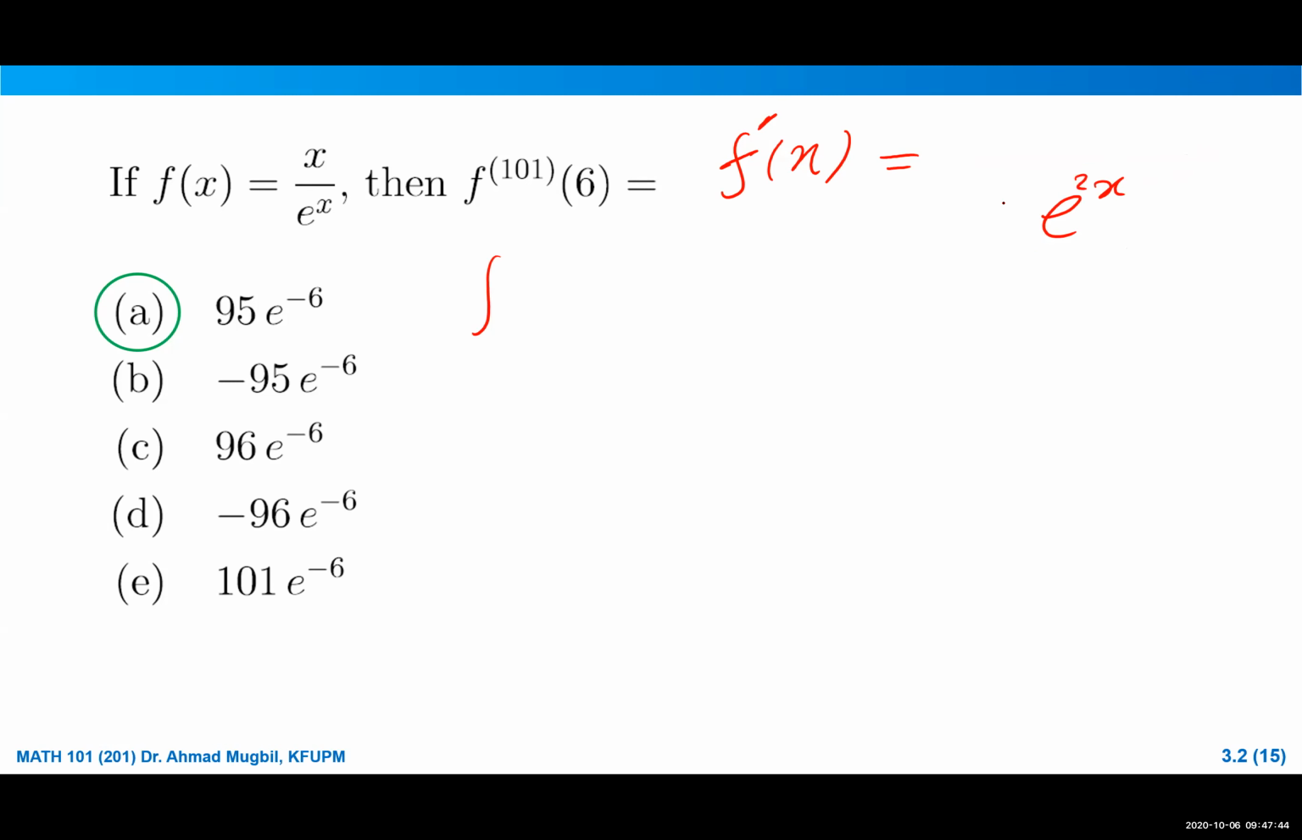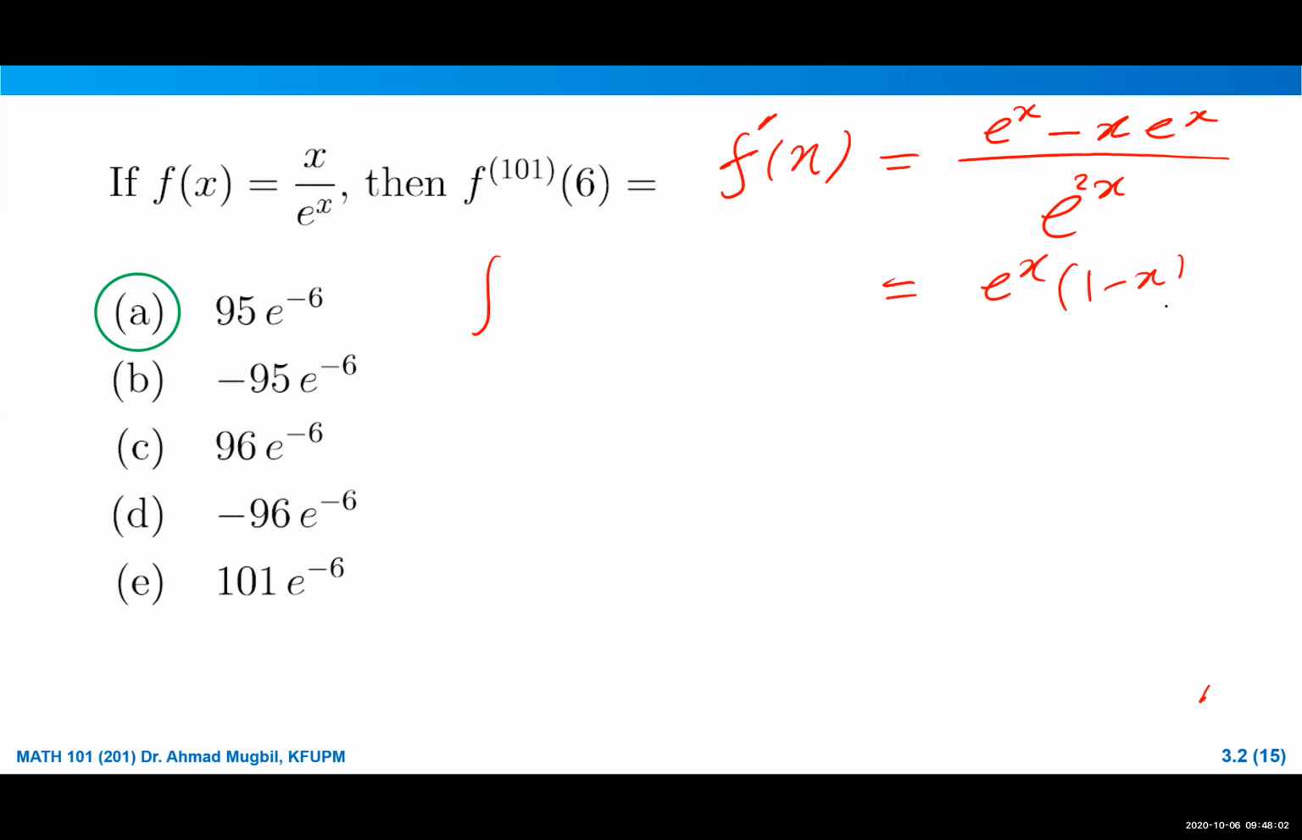Okay? And here what you will have: the denominator multiplied by the derivative of the numerator minus the numerator multiplied by the derivative of the denominator. This is the first derivative. You can simplify it, Shabab. Before going to the second derivative, simplify. Take e to the power x as a common factor.